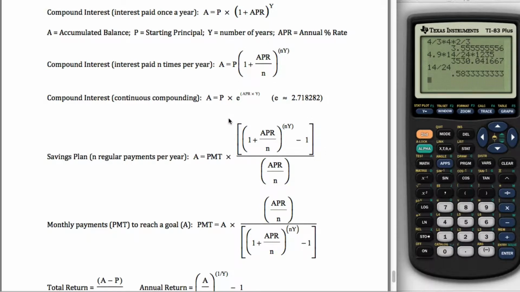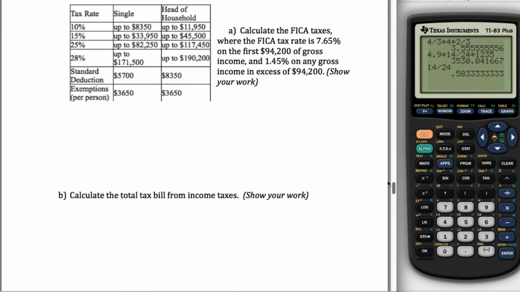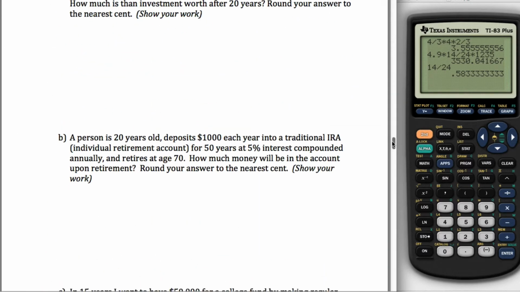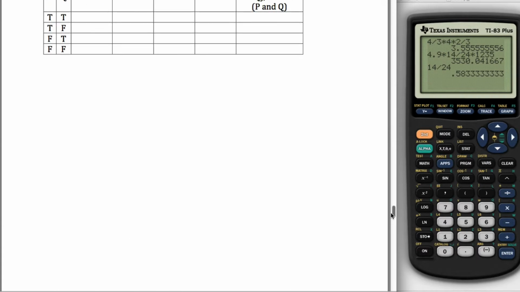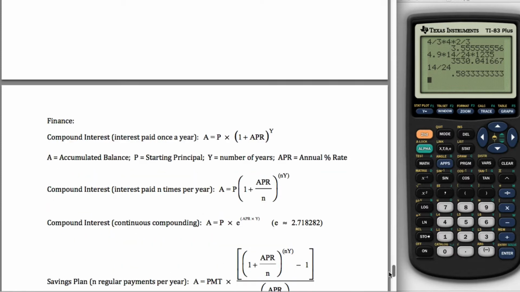Only one of these formulas, I think that's true, involves continuous compounding. That's this compound interest formula right here. So the very first one, the big hint was noticing that we have all this money and we're compounding it continuously. Continuously means we have to use that formula. It was A equals P times e to the APR times Y. Make sure I copied that down using the same notation your book uses.